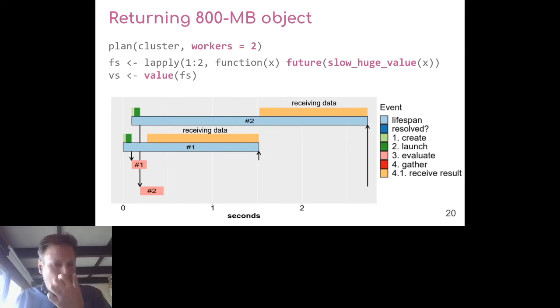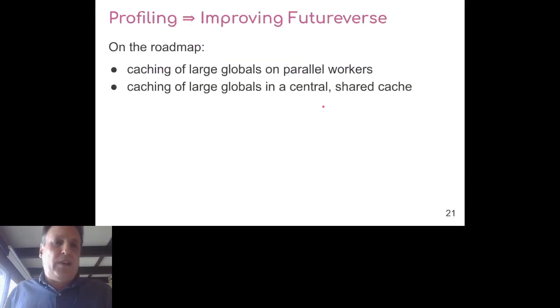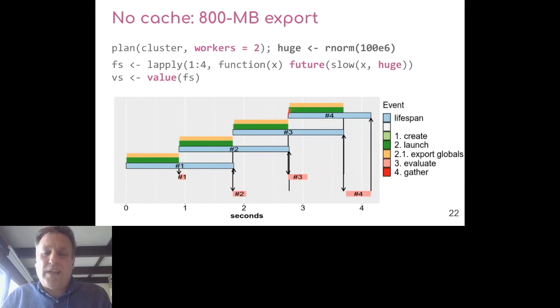And with this framework, we can now not just guess and talk about it, we can measure it and optimize our code. So one goal that comes out immediately, and that's been on the roadmap for a long time, is to start caching large global objects on parallel workers. And maybe then also having a centrally shared cache. And these are all data again. And this is by conservative design of the future framework, because, as I mentioned, you as a developer should not have to worry about workers. Your code should look the same.